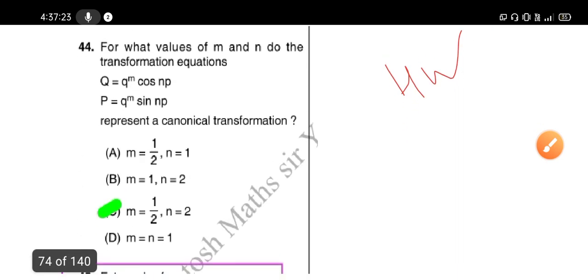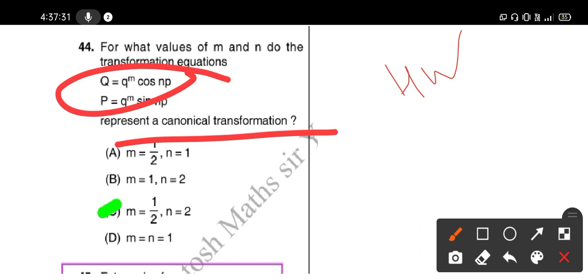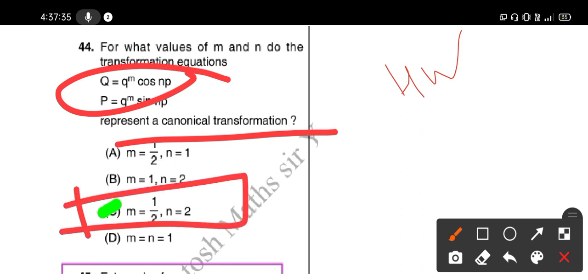For what value of m and n does the transformation equation, where q is given and p is given, represent a canonical transformation? Option C is correct. m is equal to 1 by 2, n is equal to 2.